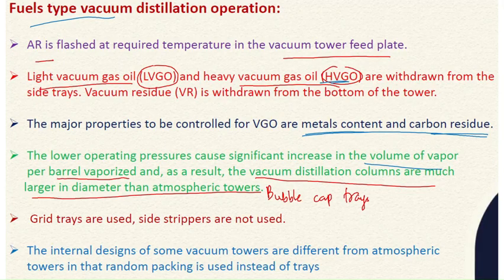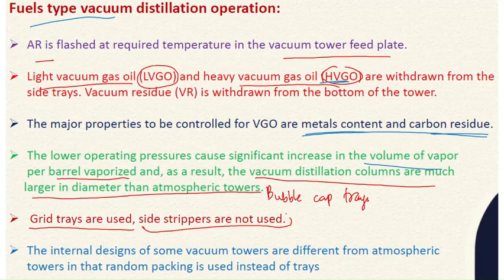traditionally used trays. Here, bubble cap trays are not required. We use grid trays, and side strippers are also not used here. So why are side strippers not used? Because in this vacuum distillation column, there are not many cuts available. Side strippers are basically used to purify your cuts, to ensure that two different cuts are not present in a single cut.